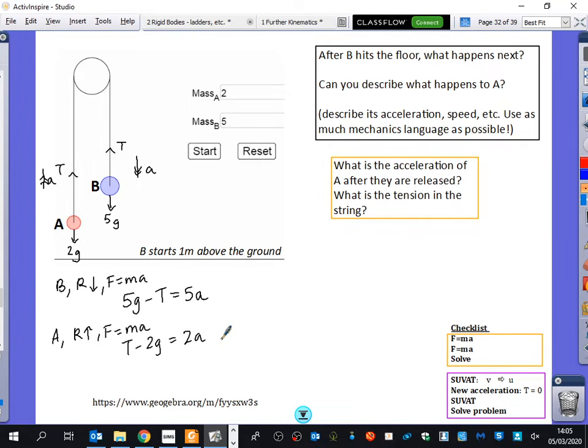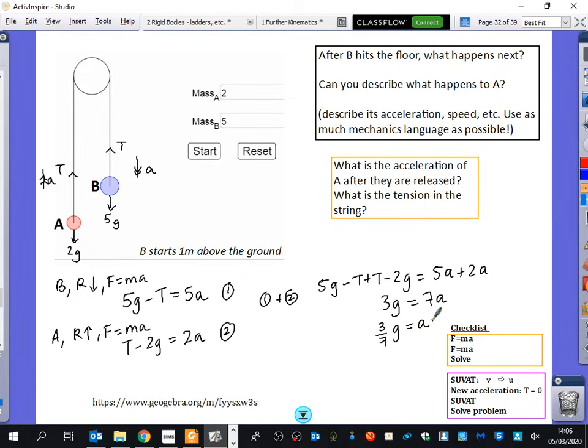What's the quickest way of solving these, do we think? Add them up. So I'm going to do number 1 plus number 2. So that becomes 5g minus T plus T minus 2g equals 5a plus 2a. So here we've got 3g equals 7a. So we get a equals 3 over 7 g. And I'm just going to leave it in terms of g, a bit like Arisa mentioned.